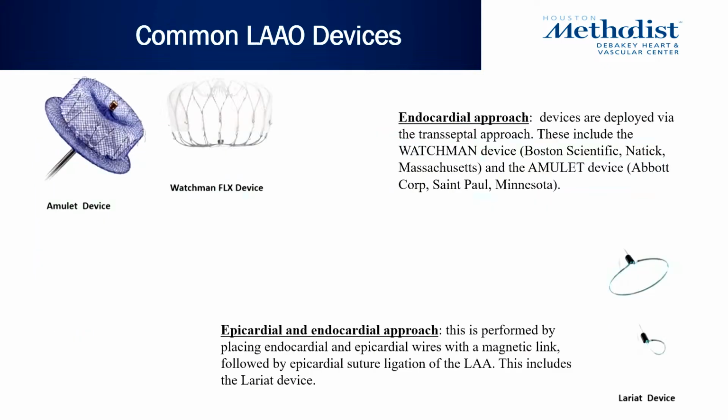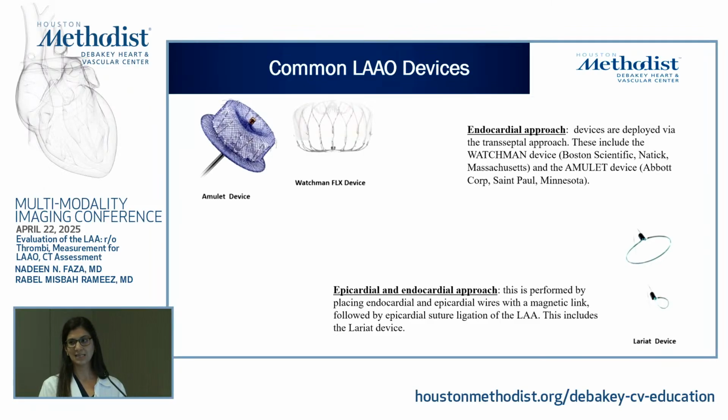And these are some of the common left atrial appendage occlusion devices. They're divided into endocardial approach versus epicardial and endocardial approach. For the endocardial approaches, these are deployed via the transseptal approach, and those include the Watchman devices and the Amulet device. The Lariat device is performed by placing endocardial and epicardial wires with a magnetic link, followed by epicardial suture ligation of the left atrial appendage. So this has a different kind of deployment technique.